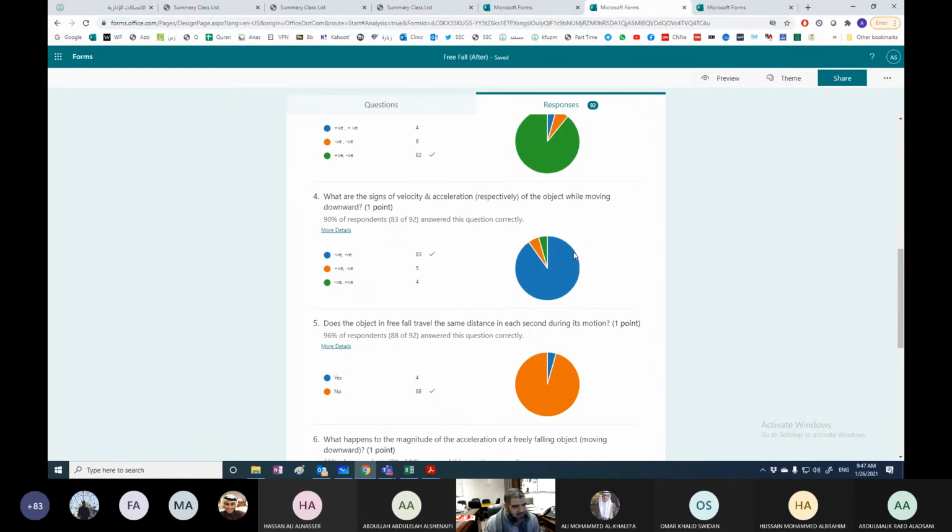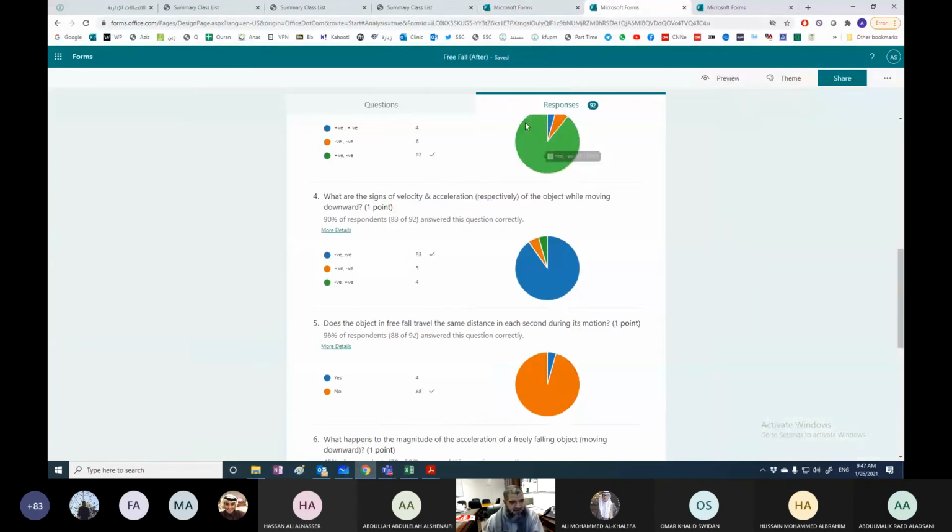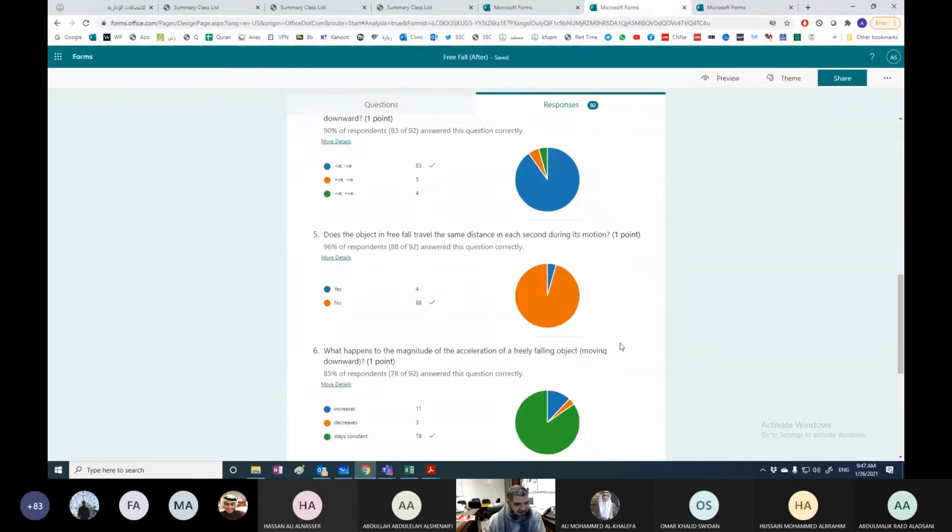Number 4. What are the signs of the velocity and acceleration of the object while moving downward? In the descending case, the velocity is negative and the acceleration is negative. There are still 9 people confused here. How was this before? It was very confusing, which means there is improvement. Our treatment gave a result.